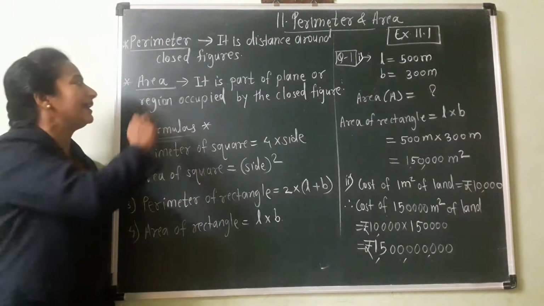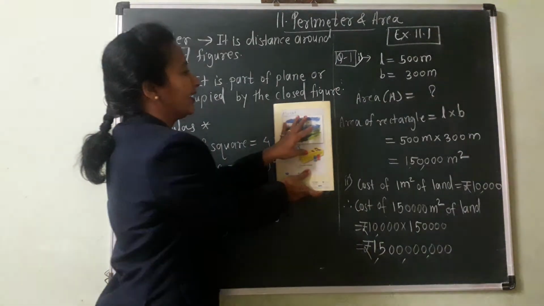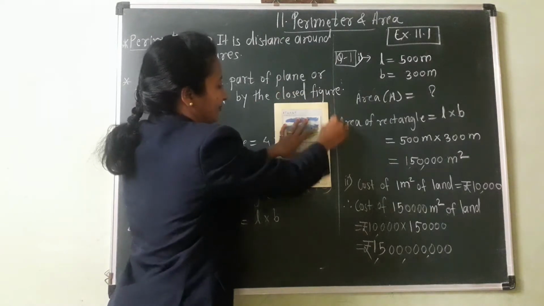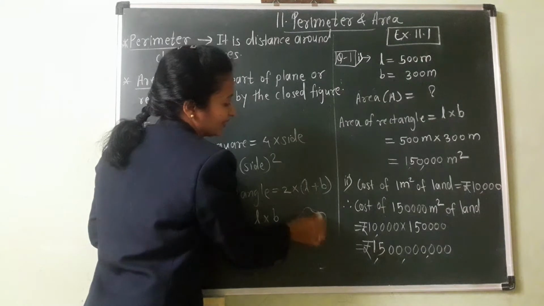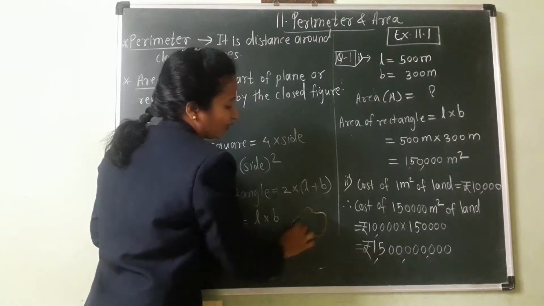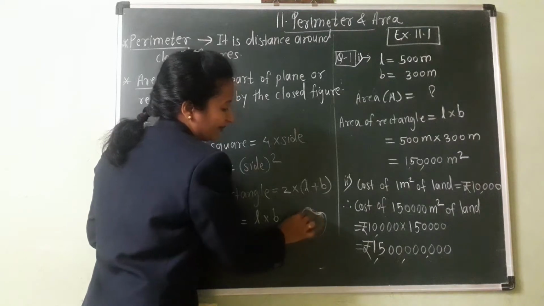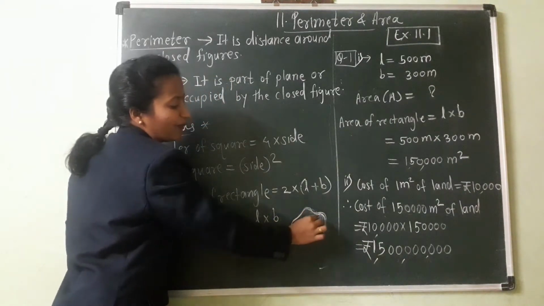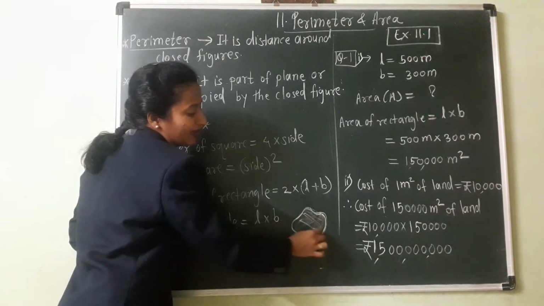Now what do you mean by area? Suppose I put this notebook here, and suppose I draw this figure and this figure occupies this much portion. So this is the closed figure first, right? And the space occupied by this object, this is called the area.